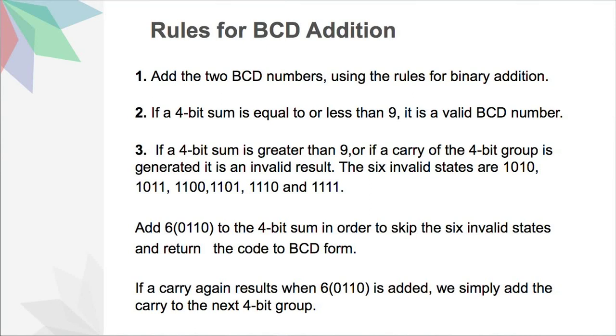If we get these invalid states, we need to add 6, that is 0110, to the 4-bit sum in order to skip these 6 states and return the code to the BCD form. If there is a carry again, then we add 6 again, and we simply add the carry to the next 4-bit group. Now let us look at an example of how we can do BCD addition.